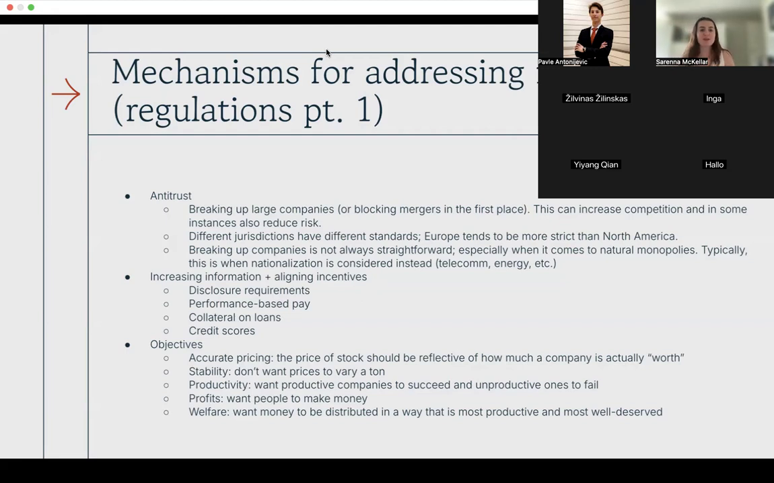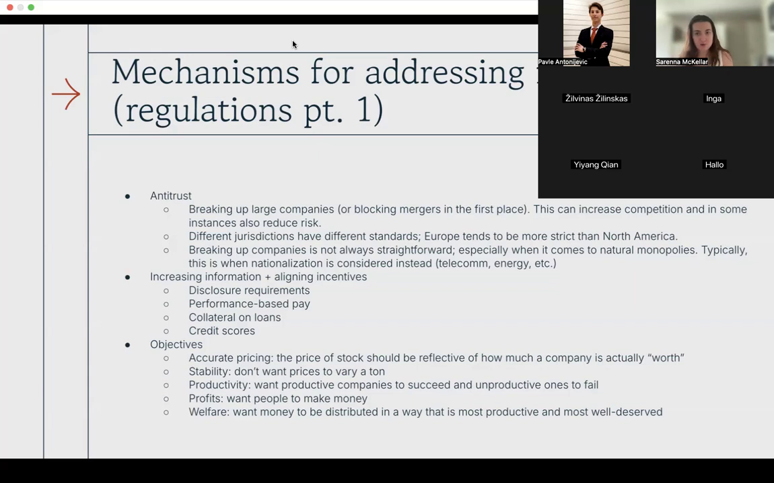The second is performance-based pay. So, doing something like giving employees shares in a company's stock or giving them some ownership stake so they have more incentive to care about the long term versus just like an annual bonus where they care about the short term. Collecting collateral on loans or using credit scores, which sort of combine information based on someone's history and then indicate how good of a candidate they are to receive a loan. So these are all different things that exist to just sort of fix the problems we've talked about.